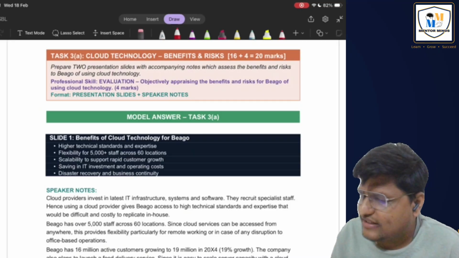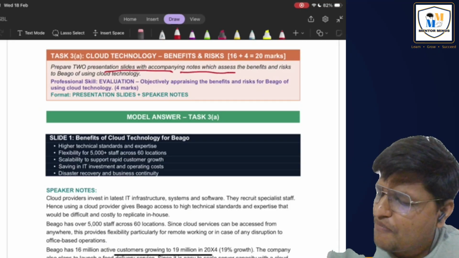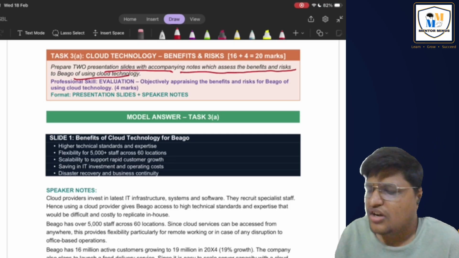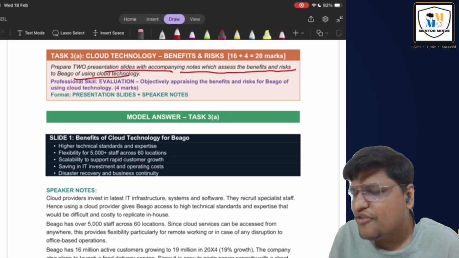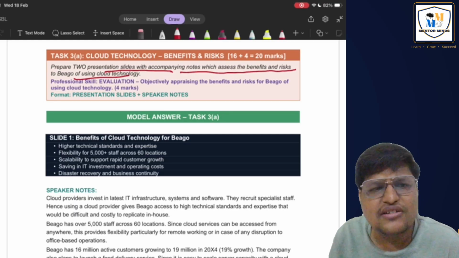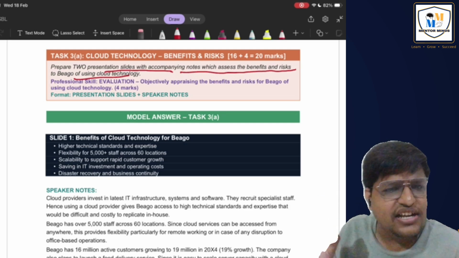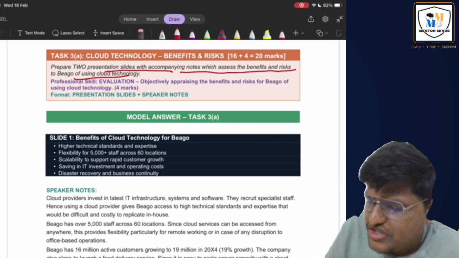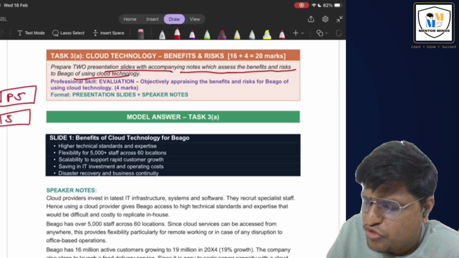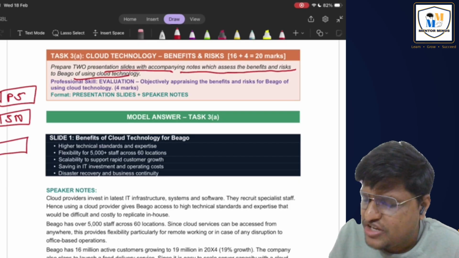Then the next task that we have is to prepare two presentation slides with accompanying notes which assess the benefits and risks to Biago of using cloud technology. So now here what we have to do is write the benefits and risks of using cloud technology. Understood guys? And when it comes to presentation slides, always remember what we have to make. We have to first make the presentation slide, but along with that we have to make the speaker notes. So basically, in total four things will come.